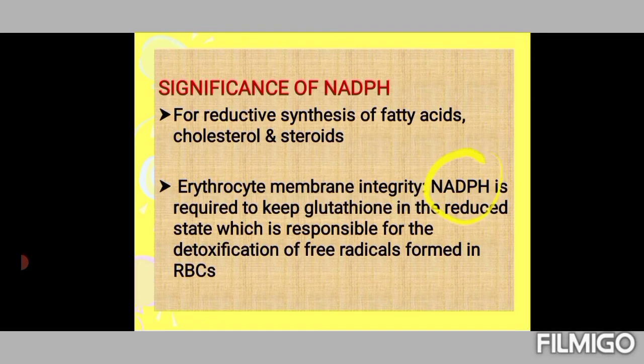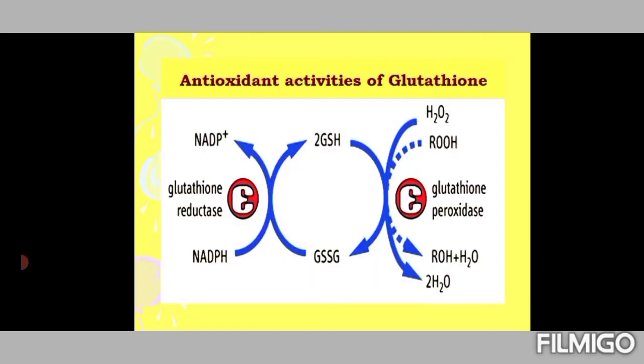In fact, NADPH is required to keep glutathione in the reduced state, and reduced glutathione is responsible for the detoxification of free radicals. So, what is glutathione and what are free radicals? Now, glutathione exists in reduced GSH and oxidized GSSG forms. The ratio of reduced glutathione to oxidized glutathione within cells is a measure of cellular oxidative stress.